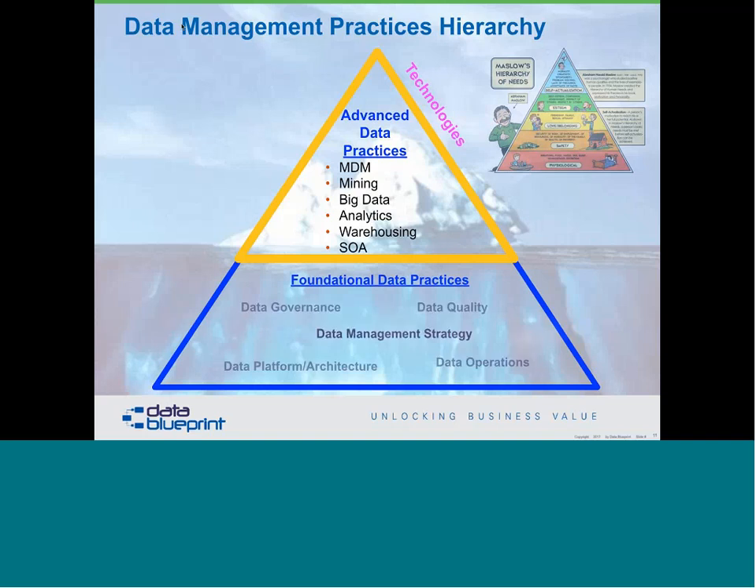The foundation that we need to have in data is illustrated below the line here, at the part of the iceberg that's underwater that most people don't see. These are the foundational data management practices: governance, quality, strategy, architecture, and operations on that. And these represent organizational capabilities that, frankly, in our practice, we observe to be more important than the things that are up at the top.